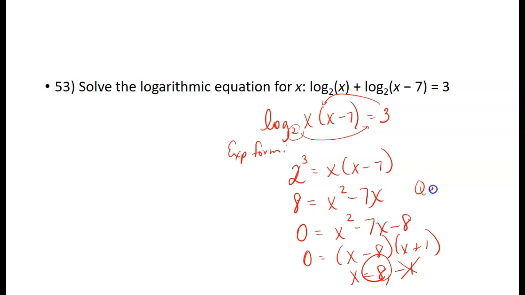At this point, I can see it's a quadratic. So we know that quadratics have to be solved by setting them equal to 0. So I'll pull this 8 over. This is factorable, so I'll factor it and solve, and I get 8 and negative 1. But if you remember, there is a domain restriction with logarithms, and that is that I can't take the log of 0 or a negative number. So if I put negative 1 in, then I can't take the log of that. So I have to throw this one away. So my answer is just going to be 8 for that one.